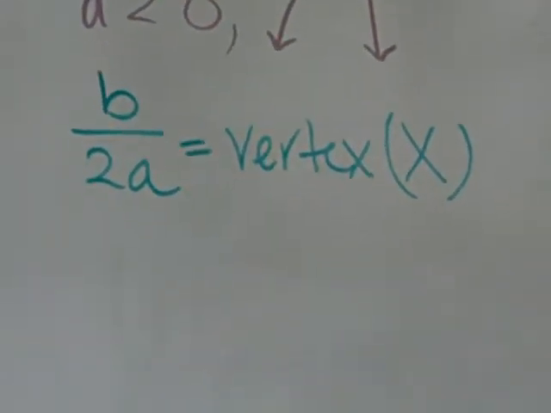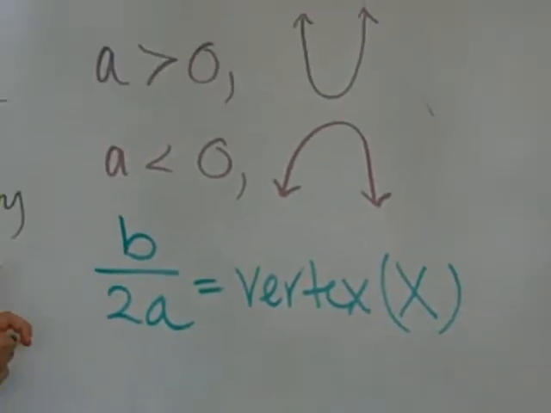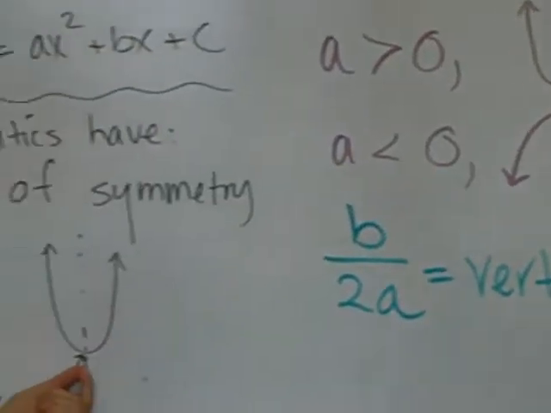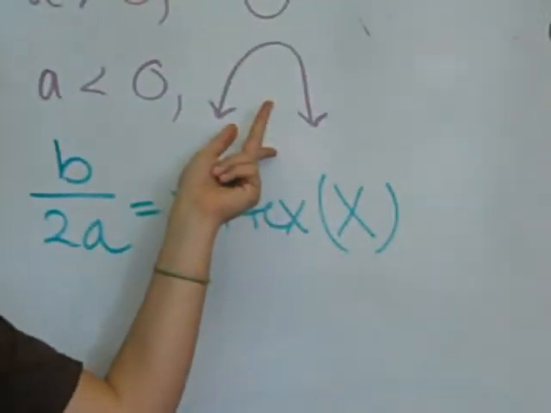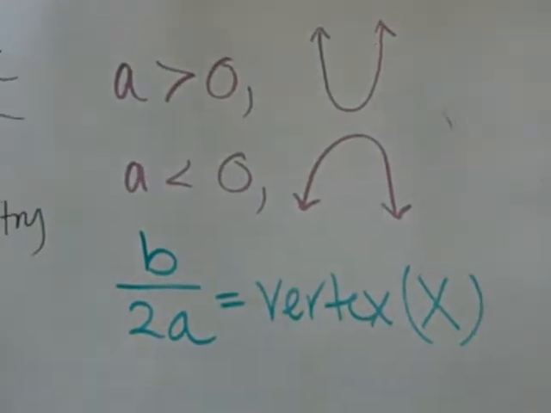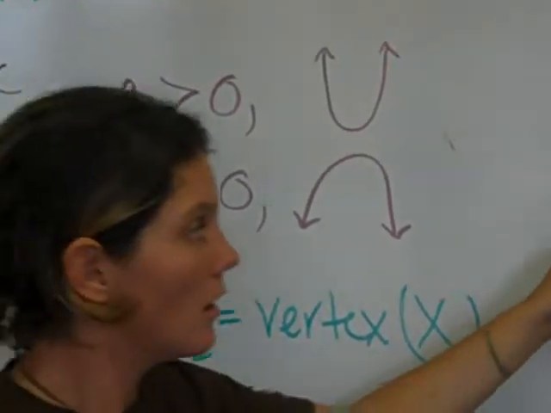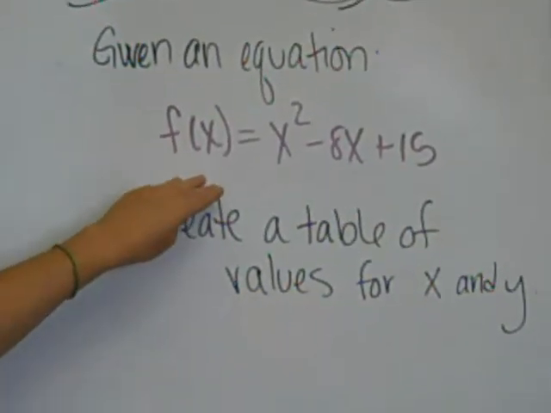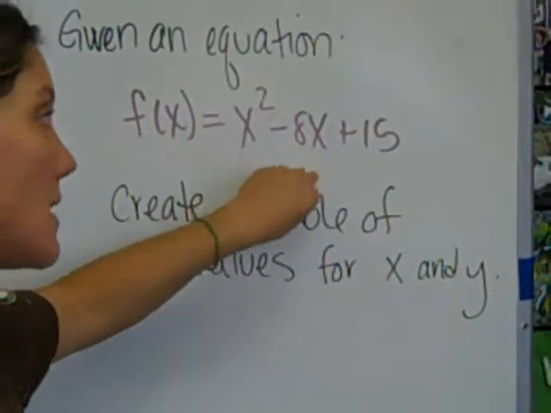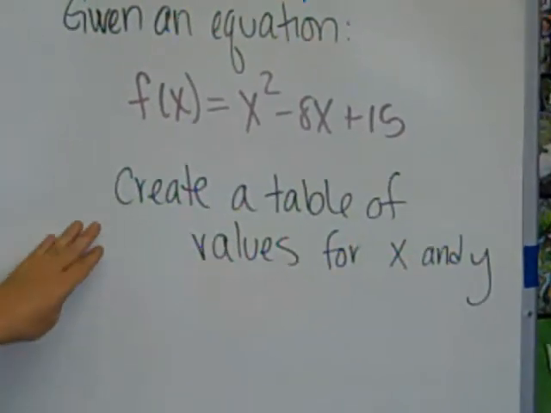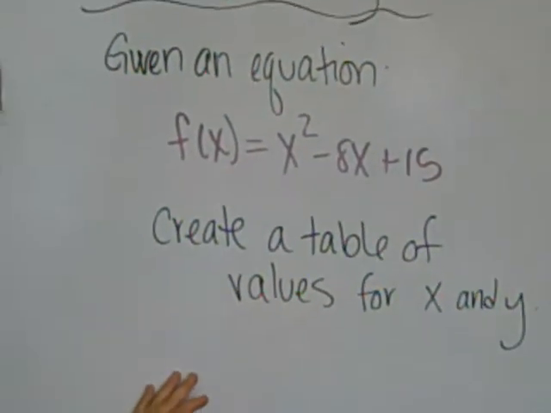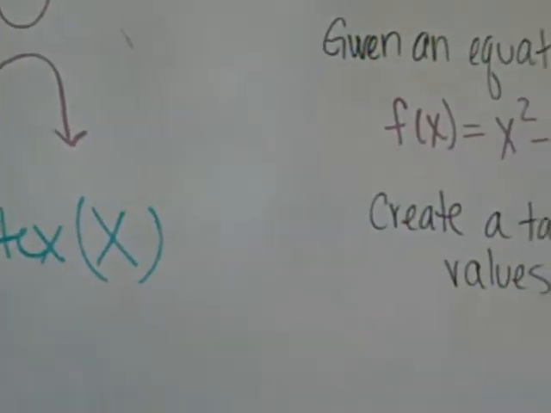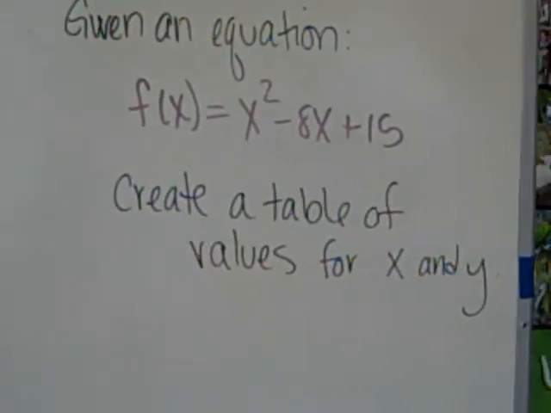Okay? So using two pieces of our equation that we're given, we can already find one point in our parabola, that point that's going to start off with our axis of symmetry, as well as the directionality and shape of our graph. So, given an equation, we can employ a graphing strategy. If given an equation like f of x, or y, equals x squared minus 8x plus 15, we can create a table of values for x and y using this equation. And that will help us to plot those points on a coordinate plane and create our graph.